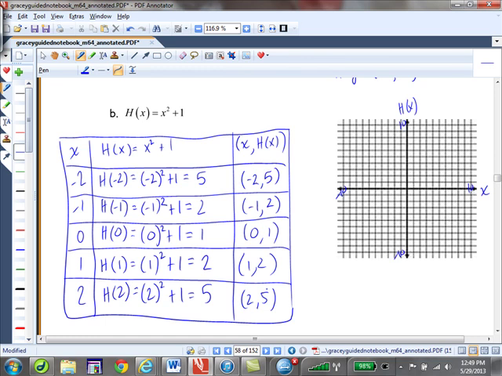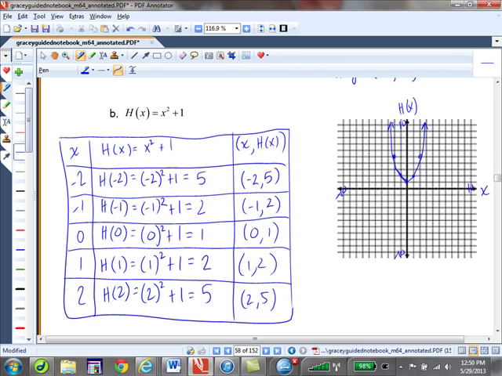Alrighty, so plotting out these points, (-2, 5), (-1, 2), (0, 1), (1, 2), (2, 5). So we'll have a parabola that's shifted up by 1. So do you see, this looks just like the warm-up problem, except the whole graph was shifted up by 1 unit. Okay? All right, so domain.